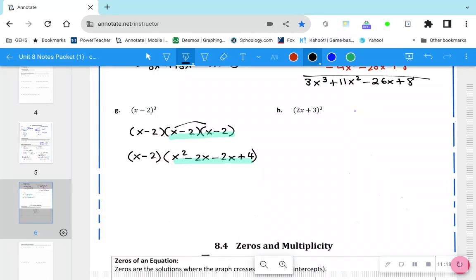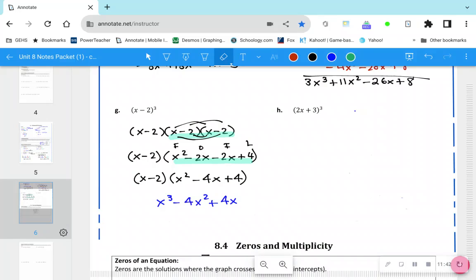Let me label everything here. First times first is right here. Outside's right there. Inside's right there. And last times last gives that 4 at the end. All right, I'm going to consolidate the like terms inside those parentheses. You can see I put the negative 2x and the negative 2x together. And now we're back on familiar territory. You're going to be distributing the x first and the negative 2 second.